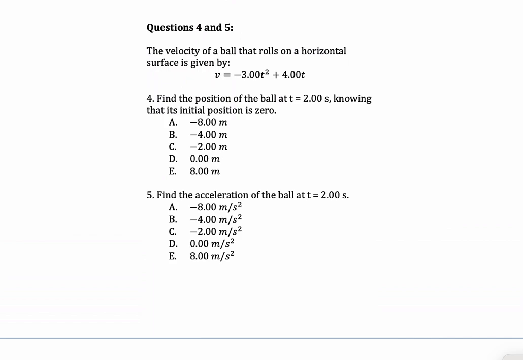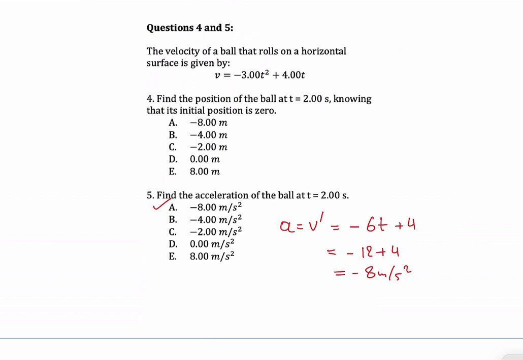Now this kind of question should not be difficult now, because we have an equation of motion, and from this we can find acceleration and initial position. Now the acceleration is a little bit easier, so I'm going to start from this. It's the derivative of velocity, so minus 6t plus 4, and if we replace the value of 2 seconds, minus 12 plus 4, so minus 8 meters per second squared.